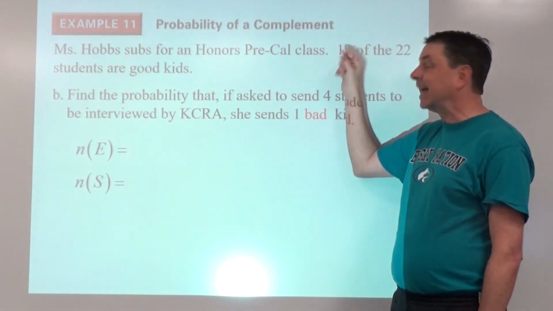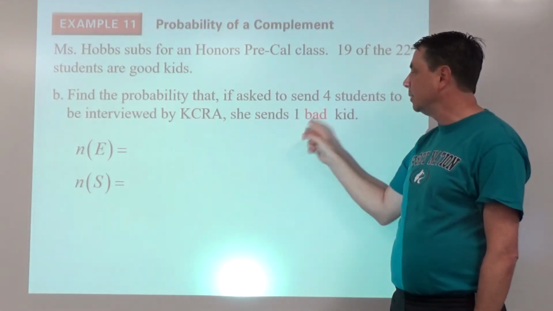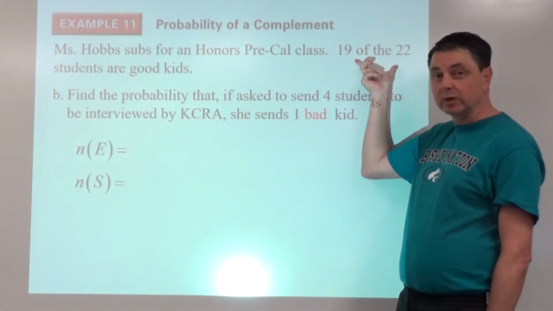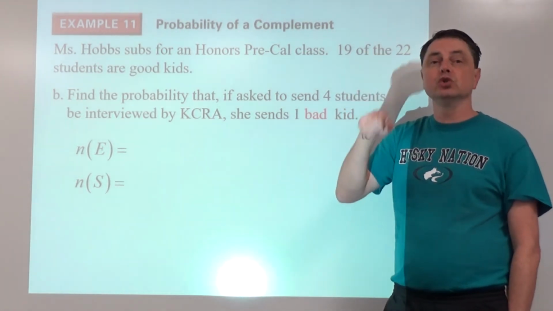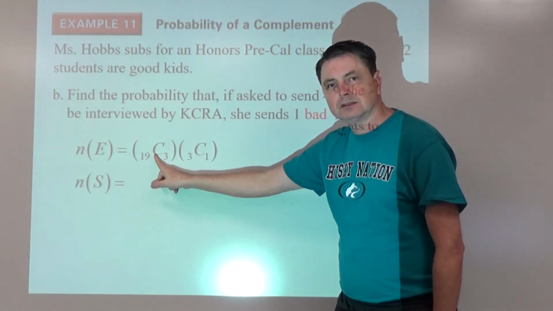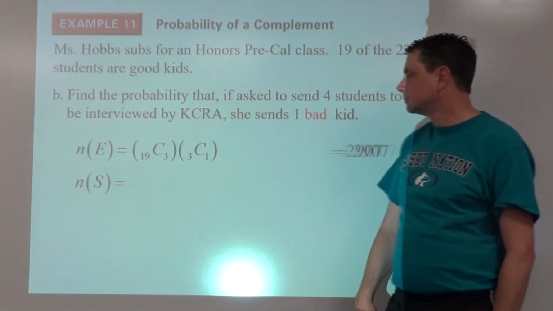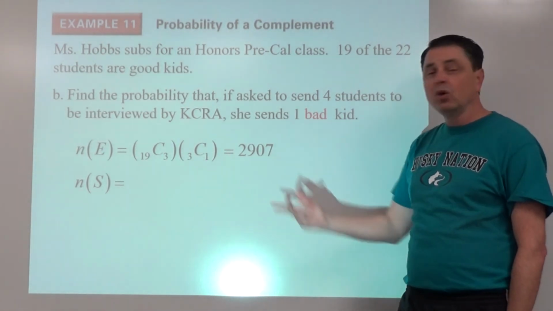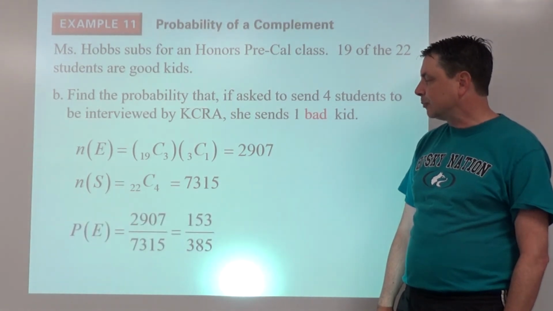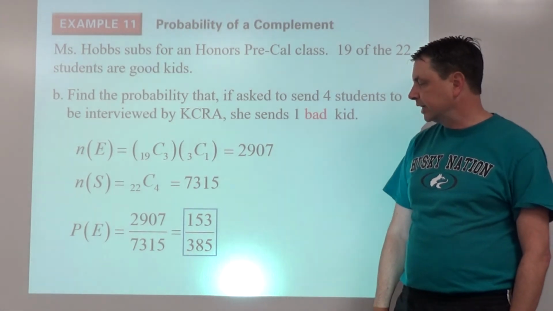19. And means multiply. 1 bad kid. 1 bad kid is chosen from how many? Well, according to the numbers here, there's 3 bad kids. So 3 choose 1, 3C1. So good kids, bad kids, total of 4 students. 2,907. We've already talked about the size of the sample space. So that probability is 153 over 385.